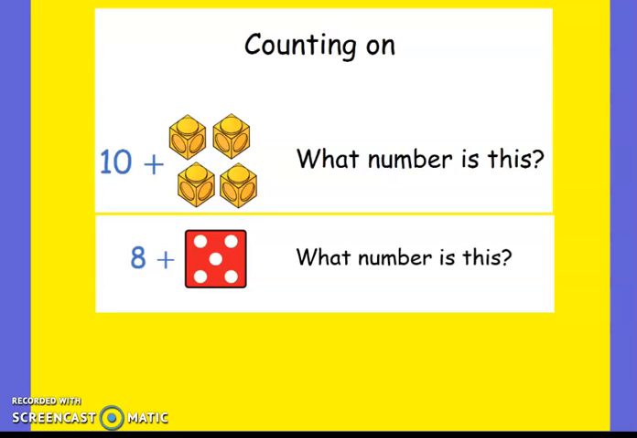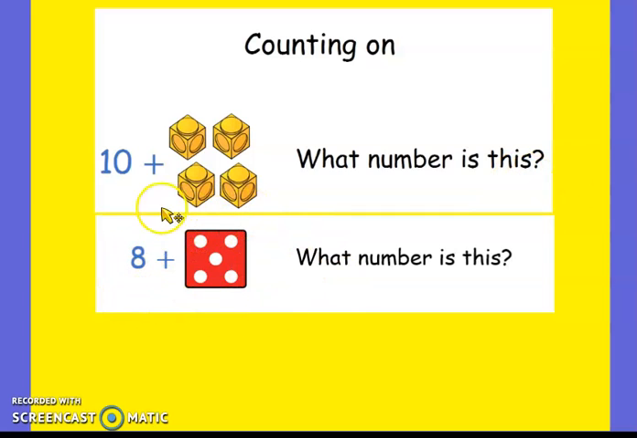So we're looking at counting on. So we've got the number, we can count on from that number in our head. We've got 10 plus 4 here. 10, 11, 12, 13, 14. So what number is it? It's 14.